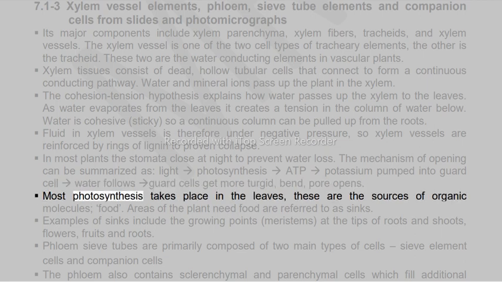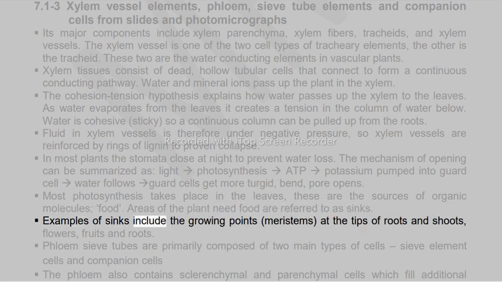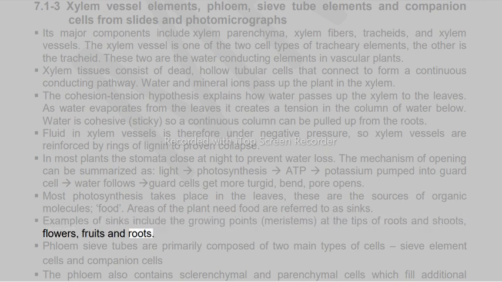Most photosynthesis takes place in the leaves. These are the sources of organic molecules, food. Areas of the plant that need food are referred to as sinks. Examples of sinks include the growing points, meristems, at the tips of roots and shoots, flowers, fruits and roots.